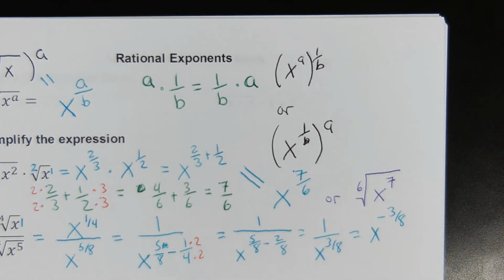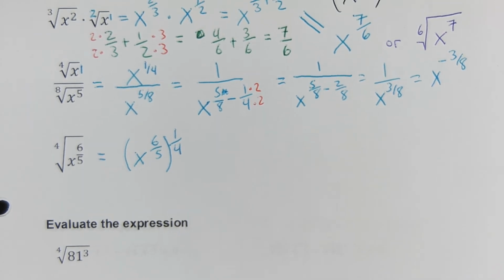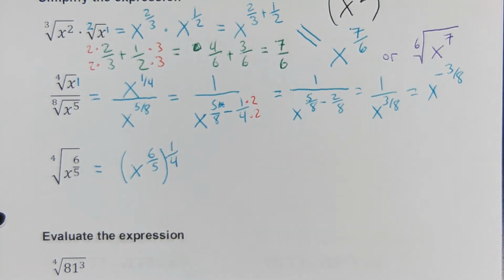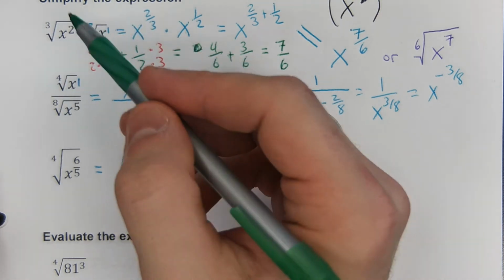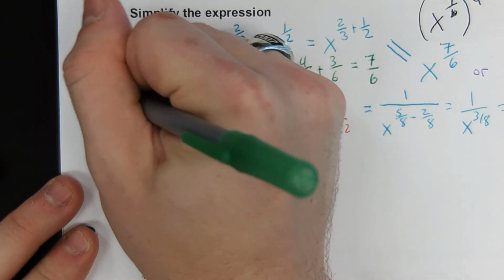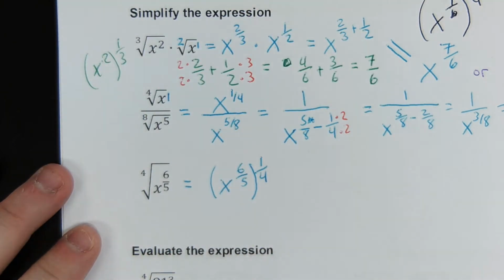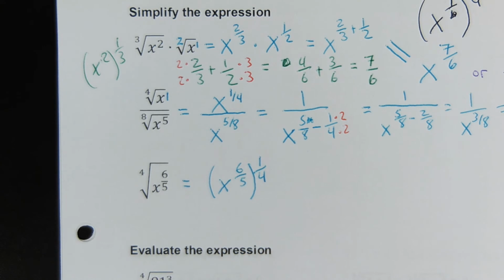Yes, sir? So how come when you have the power of 2 to root 3, you did 2 over 3, if here you're just putting a 1? Well, right here, I could have written this as x squared to the 1/3. Now let me ask you, when you raise a power to a power, what do you do with the exponents?